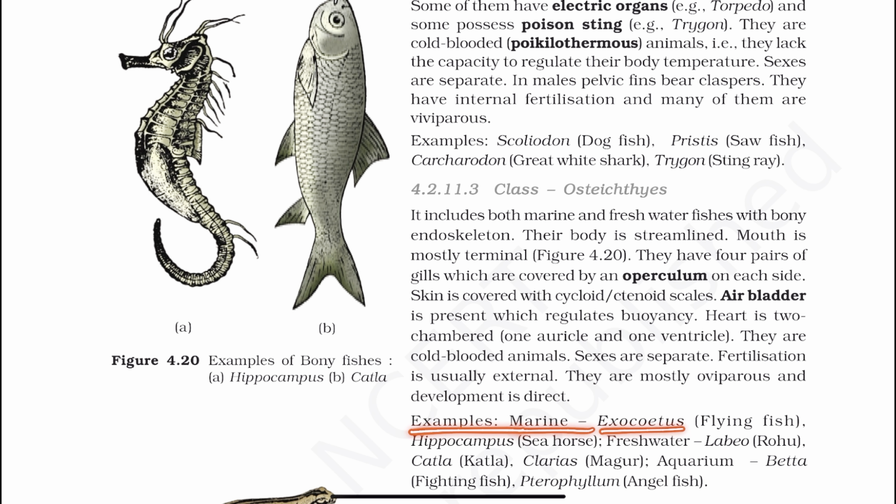Example: marine, Exocoetus, flying fish, Hippocampus, seahorse; freshwater, Labeo, rohu, Catla, Clarias, magur; aquarium, Betta, cuttlefish, Pterophyllum, angelfish. Figure 4.20 Examples of bony fishes: A. Hippocampus, B. Catla.